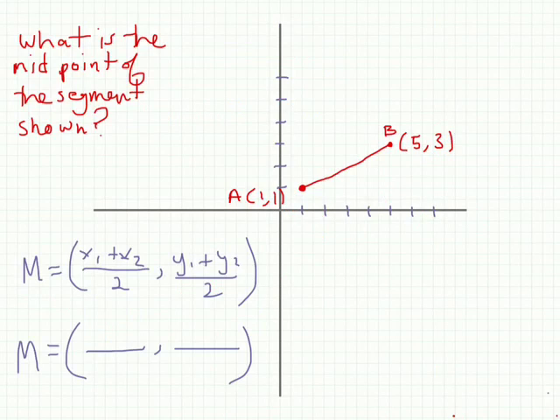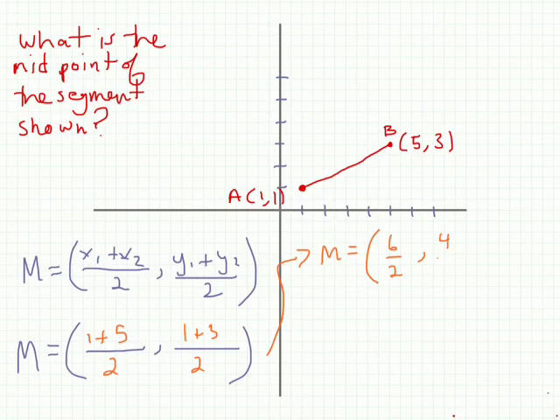Let's fill this in. Our x values would be 1 and 5, so 1 plus 5 divided by 2. Our y values would be 1 and 3, plus 3 divided by 2. I'll continue this work up here. So 1 plus 5 is 6 over 2, and 1 plus 3 is 4 over 2. In this case, our midpoint would be at 3, 2.